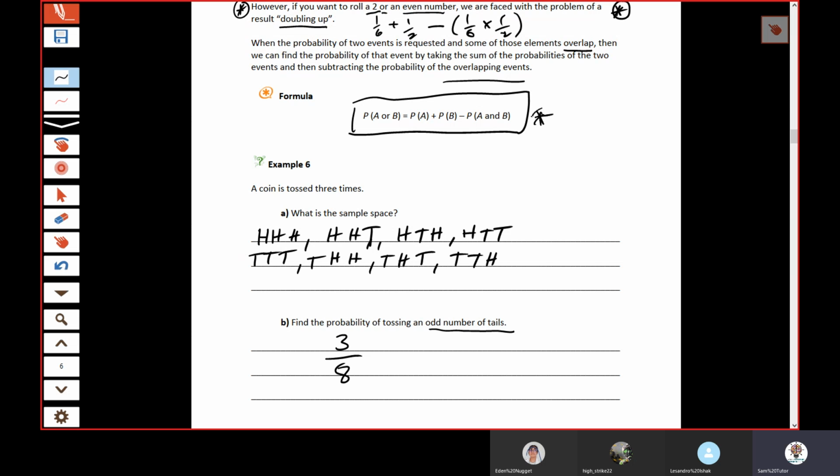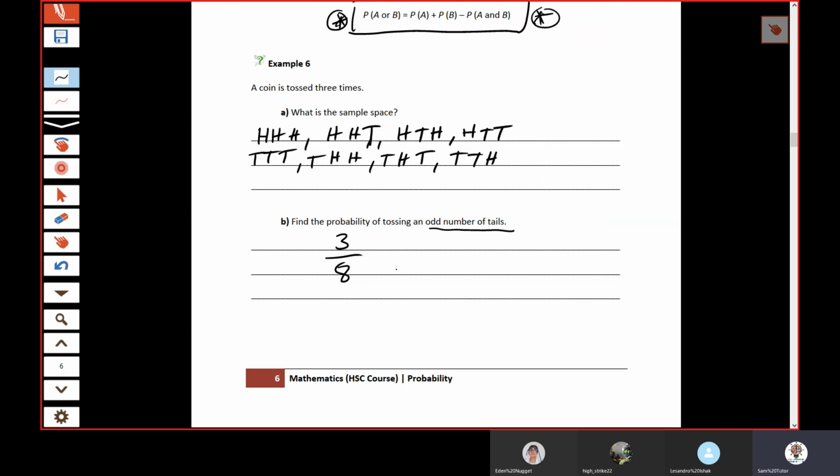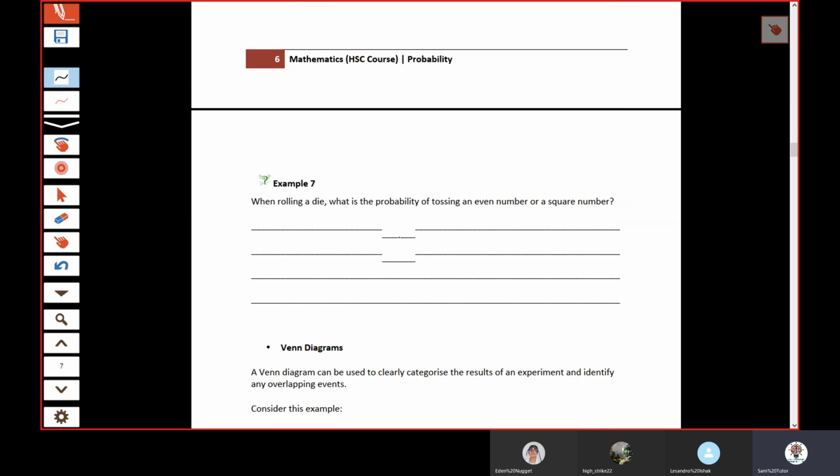Will you use this formula? You will see. You're not going to use it as much as you might think about the overlapping events, because most of the time you're just going to do questions like this. Like I said, theory is sometimes not as important as your practicals. But let's keep going and we'll see.